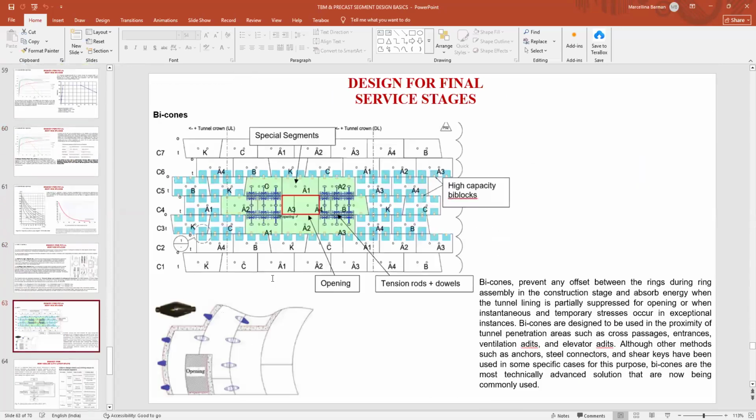Basically, the purpose of the bolt is the holding of the segment whenever you are building the segments. Someone has to hold the segment because all the rings are not in place. So that is the purpose of the bolt.